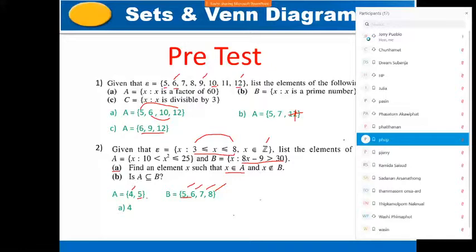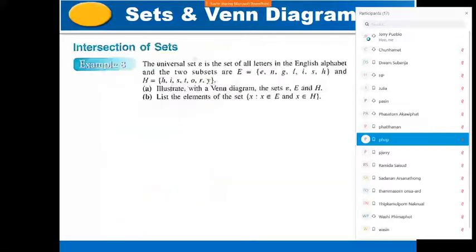Okay, question. Is A here a subset of B? Yes or no? Okay, no. Why? Because 4 you cannot find in B, right? That's why the answer is no. If these two elements here you could find in B, this would become yes. You understand? Okay. Now we go to our next, our proper lesson.